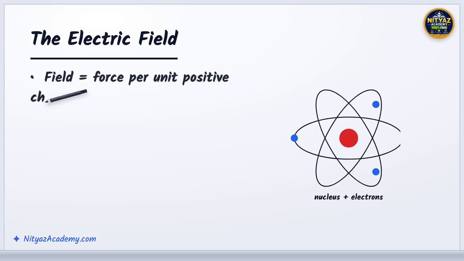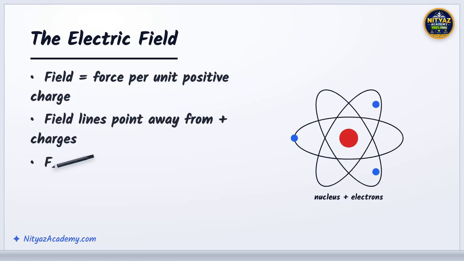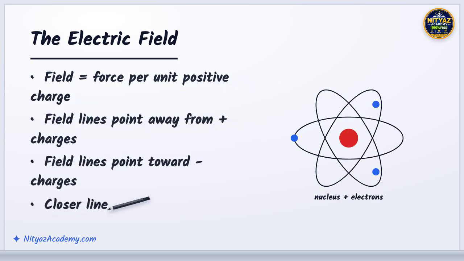Rather than tracking forces one by one, we use the electric field, the force that a tiny positive test charge would feel at each point. We draw it with field lines that point away from positive charges and toward negative ones. Where the lines crowd close together, the field is strong. Where they spread out, it's weak. The field fills all the space around a charge.